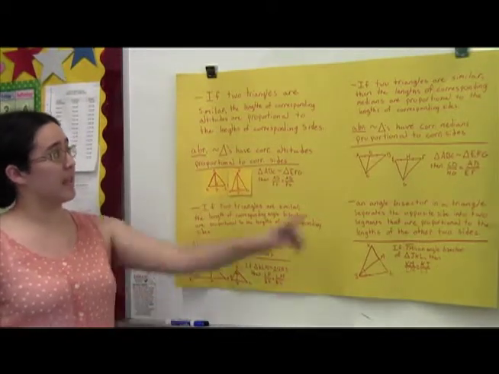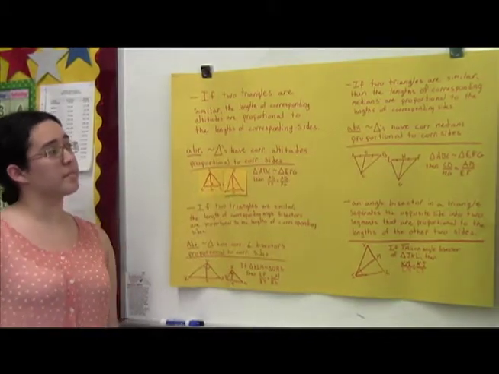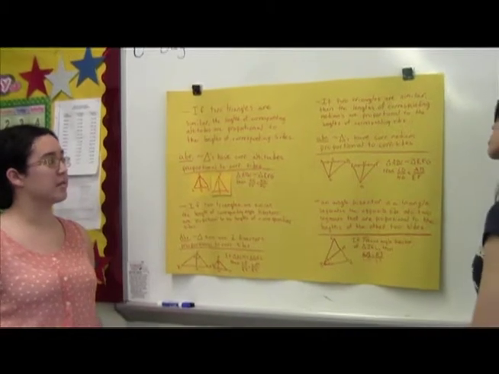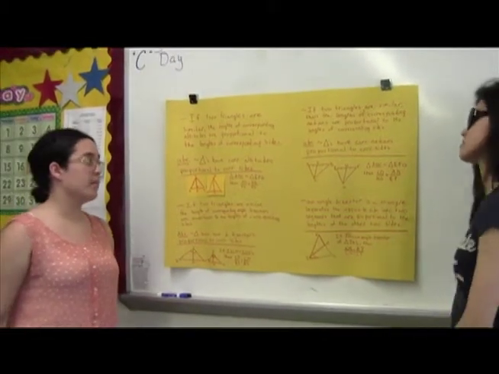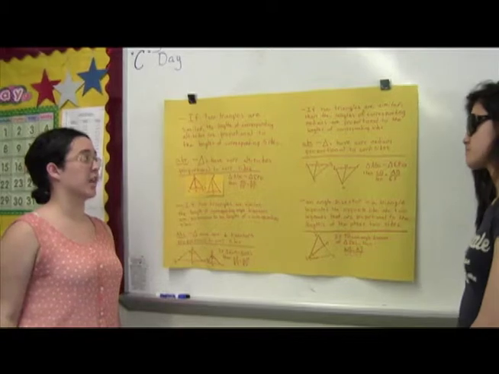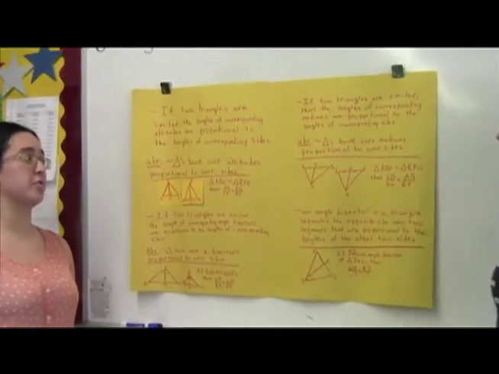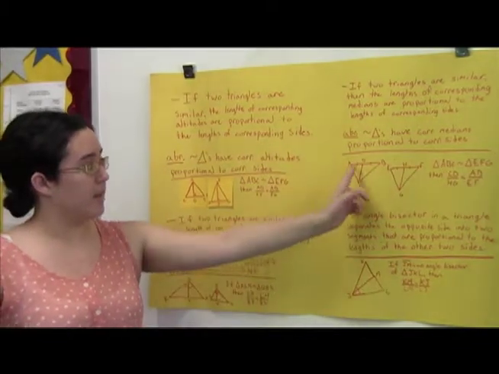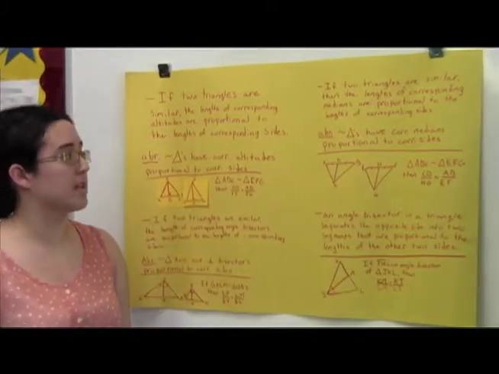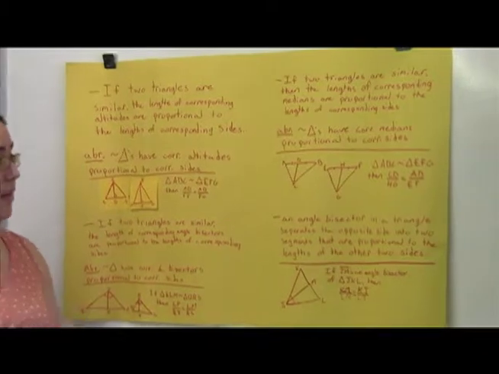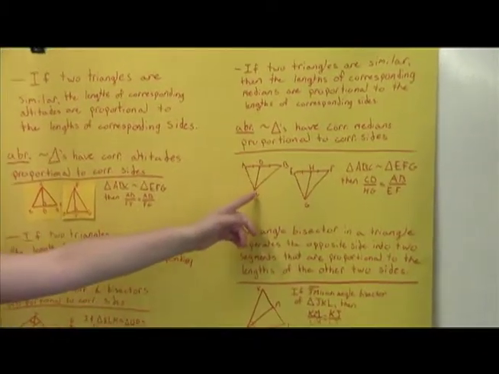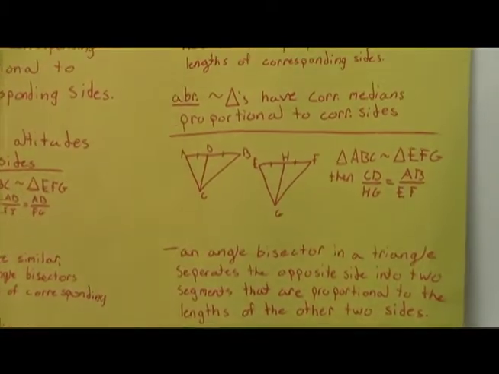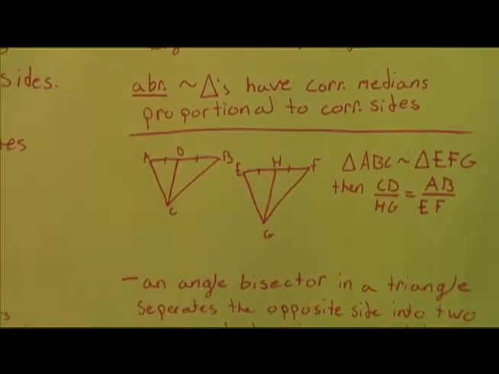The next theorem states that if two triangles are similar, then the lengths of corresponding medians are proportional to the lengths of corresponding sides. The abbreviation is similar triangles have corresponding medians proportional to corresponding sides. This triangle here shows that if triangle ABC is similar to EFG, then the proportion of the median CD and HG is equal to the proportion of AB over EF.